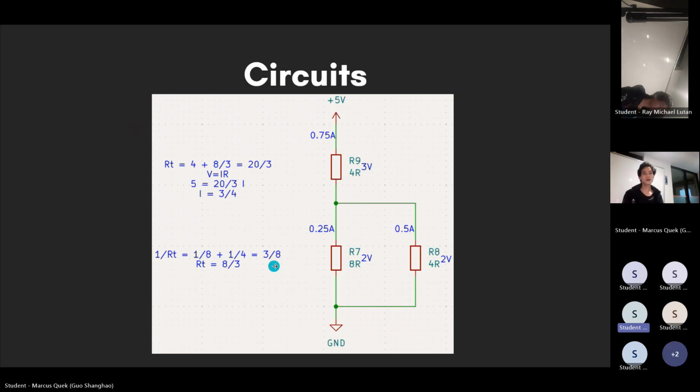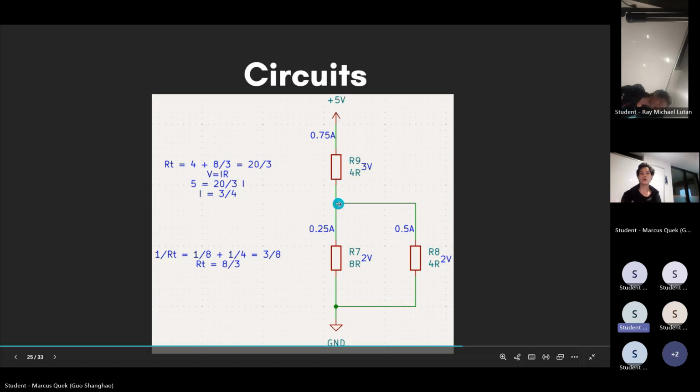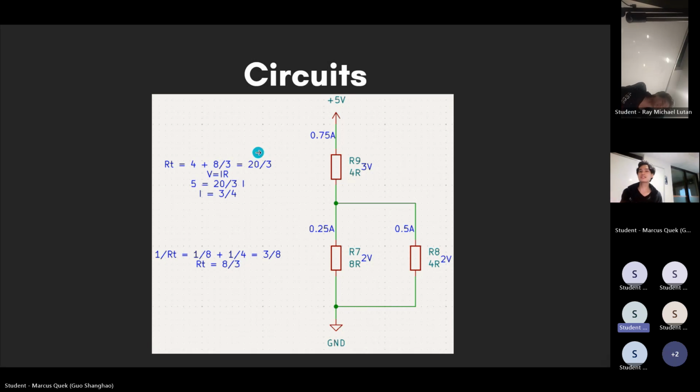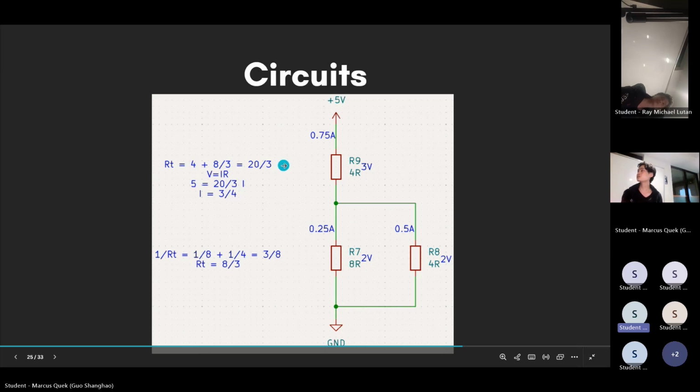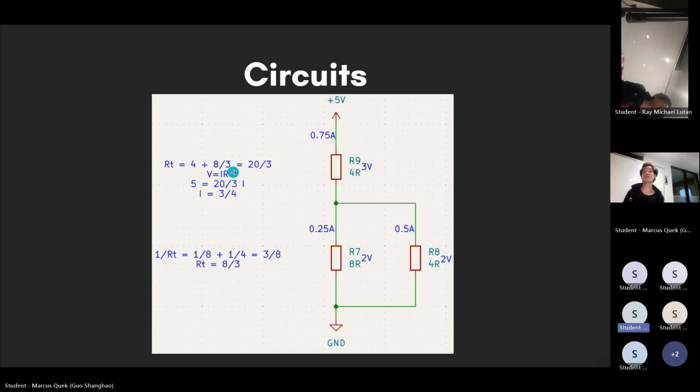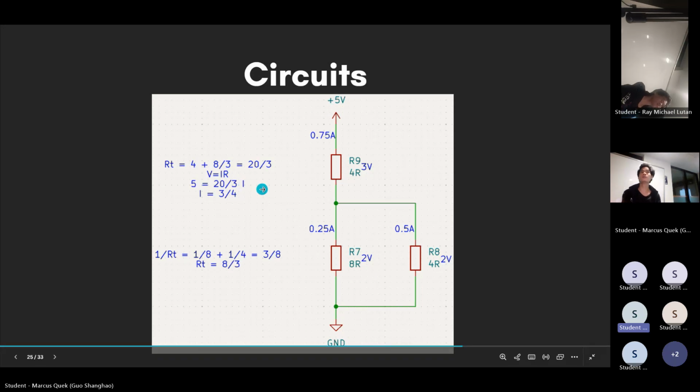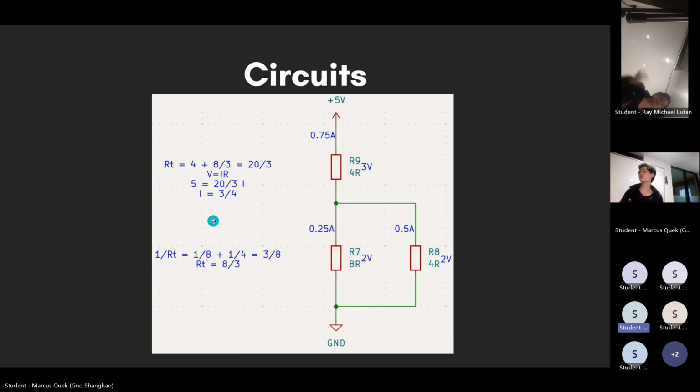All right. So now we take this resistor and we add it to the resistance of this whole thing being one big resistor. So I have 4 plus 8 over 3. This is 20 over 3 ohms. So that means the total resistance across this entire area is 20 over 3 ohms. Now I apply V equals IR to the whole thing. So I have 5 volts across a 20 over 3 ohm resistor. So what is my I? My I is 3/4. Is this acceptable? Great. So I have 0.75 amps through the whole thing.